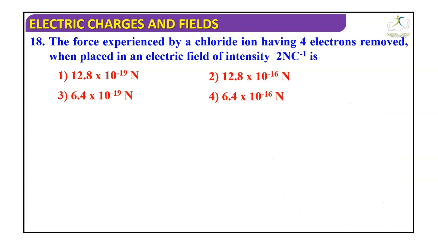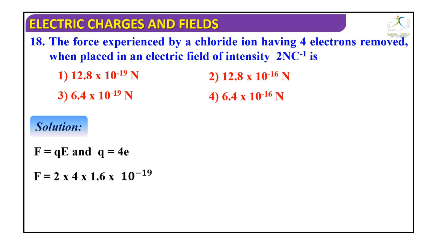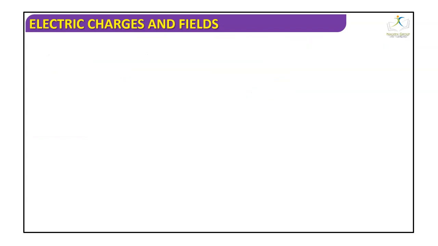Hope you did. Let us see the solution of this question. So F is equal to qE and q is equal to 4 times e. We just put in all these values and get the result, which is option 1. Move ahead with the next question.